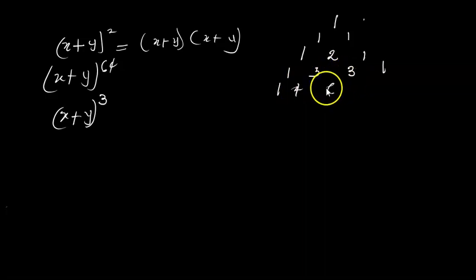3 plus 3 here is 6, 3 plus 1 here is 4. Then I have 1. I have 1 again, 1 plus 4 here is 5, 4 plus 6 is 10. Sorry, that's 10. 6 plus 4 again is 10. Then 4 plus 1 is 5. Then I have 1. Now, if you look at these coefficients, these are the coefficients for my solution.